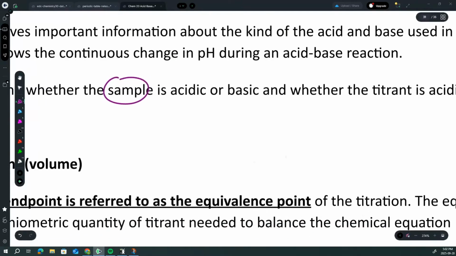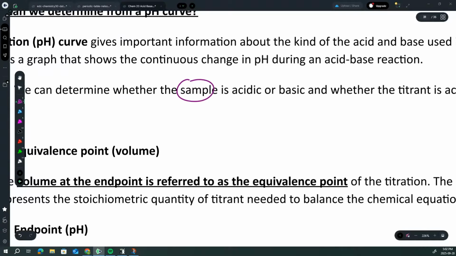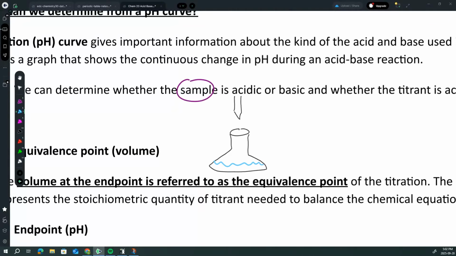Okay, so let's just do a little diagram here. So if I draw an Erlenmeyer flask, and then the end of the burette, so the Erlenmeyer flask, that has our sample in it, as well as the indicator. So this is the Erlenmeyer flask.